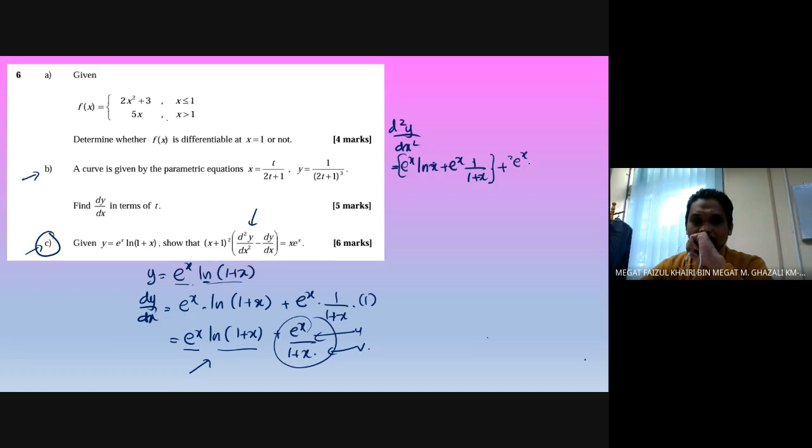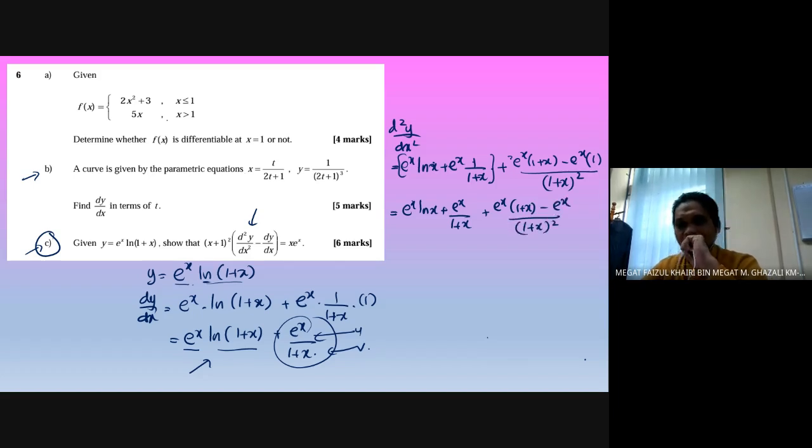u prime v, that is e^x (1 plus x), minus u v prime, divided by (1 plus x) squared. So then here now, e^x ln(1+x) plus e^x divided by 1 plus x, then plus e^x (1 plus x) minus e^x divided by (1 plus x) squared.